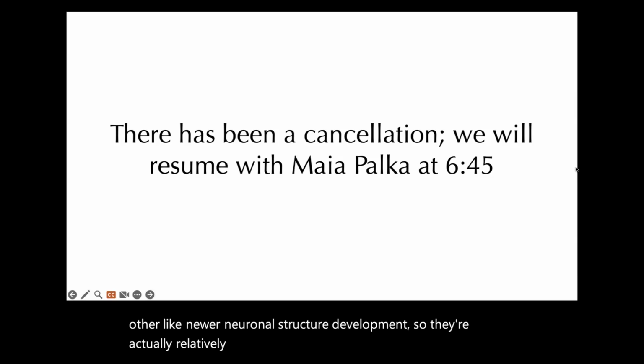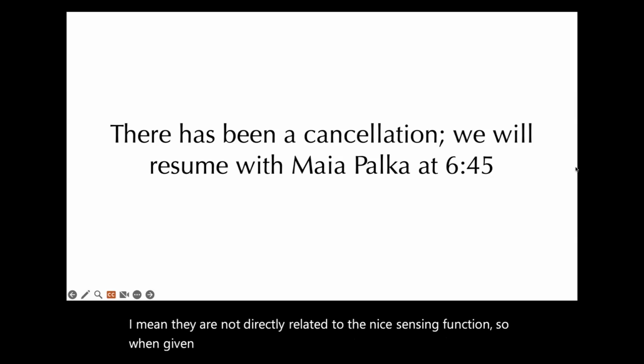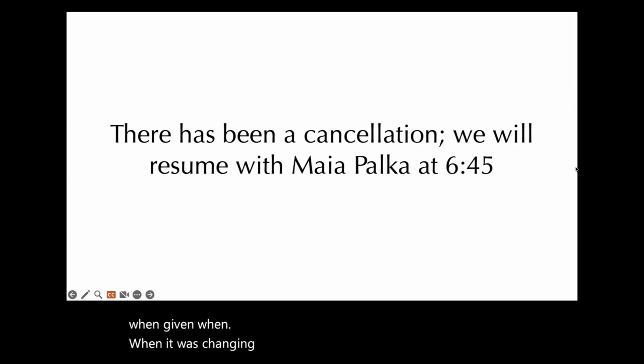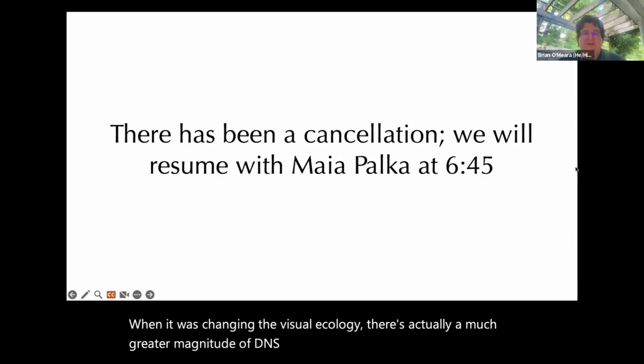But for some phototransduction genes such as rhodopsin, they are directly related to the light sensing functions. So when there's a change in the visual ecology, there's a much greater magnitude of dN/dS ratio. That's so cool. I had no idea. That's neat.